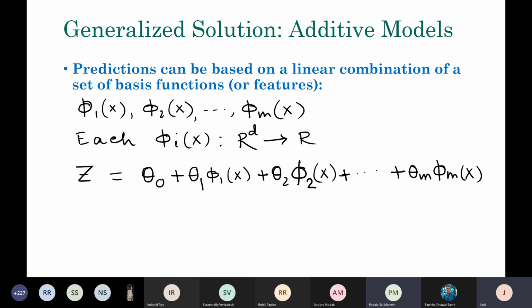So if you know the basis functions phi1(x), phi2(x), and so on, you can compute z by taking a linear combination of all these basis functions.